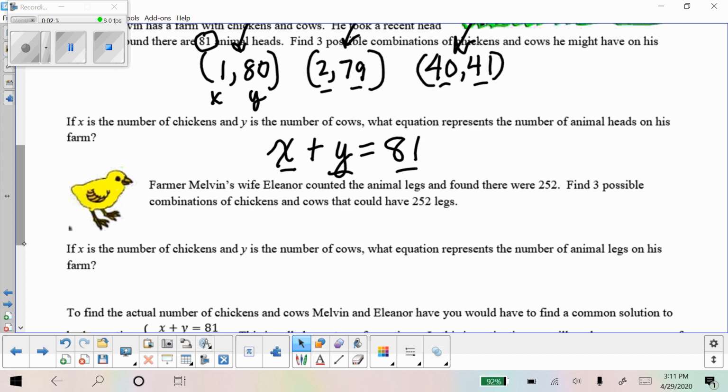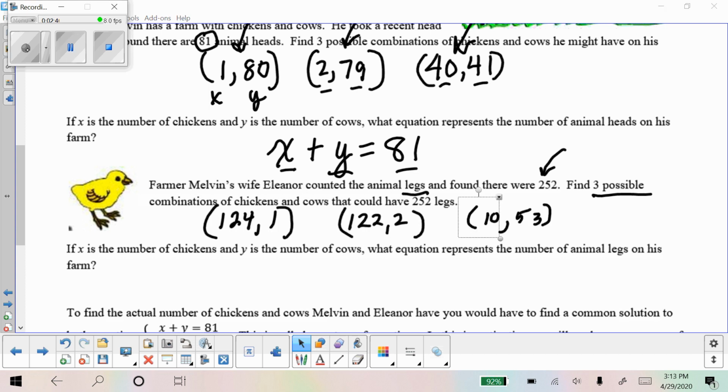Now, Farmer Melvin's wife, Eleanor, counted a little differently. She counted how many legs there are on the farm. So how many total chicken legs and cow legs. And she found there's 252 legs. Go ahead and find three possible combinations of chickens and cows that could have 252 legs. Pause, and I'll get back to you on that. Well, here's three that I found.